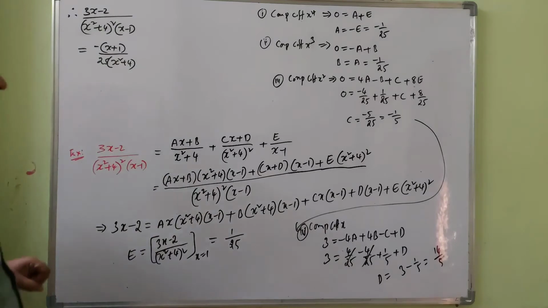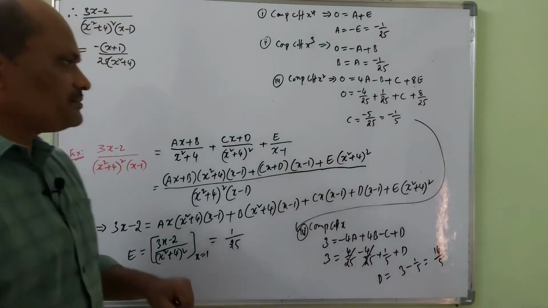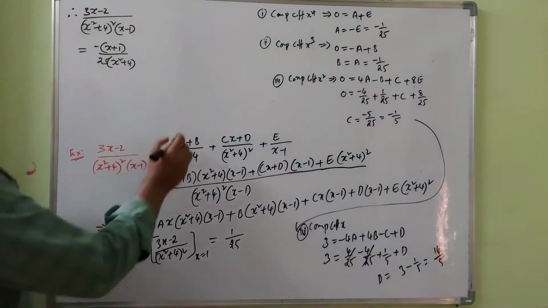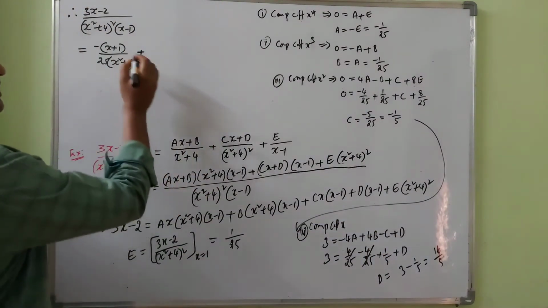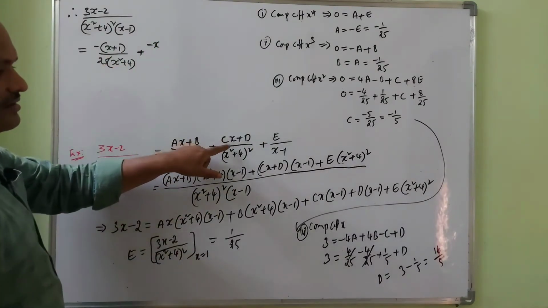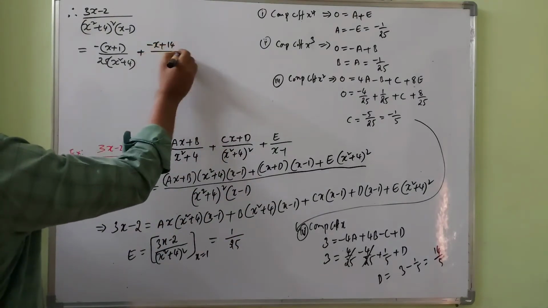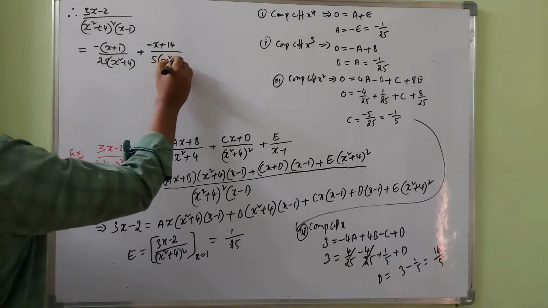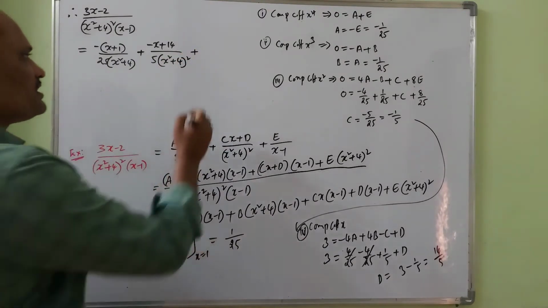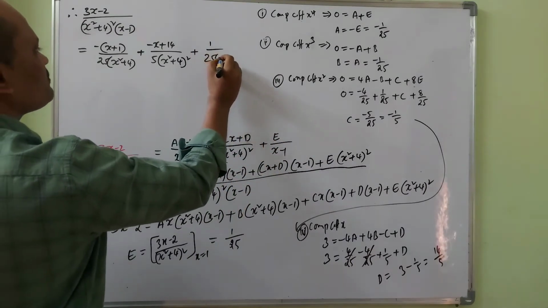Minus 1 by 25, minus 1 by 25, you will get this. Now c and d. What is c? Minus 1 by 5. What is d? 14 by 5. If you write, what you get? Minus x by 5, minus 1 by 5 x plus 14 by 5 into x square plus 4 whole square. Now last, e is 1 by 25. Substitute here 1 by 25 into x minus 1.